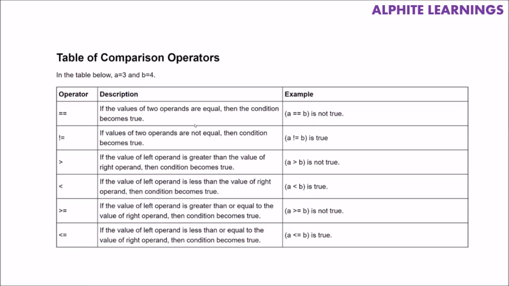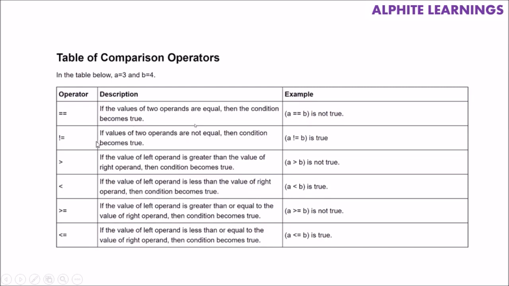Okay, so what does equal to mean? If I write a equal to b, it will check whether a and b have the same value or not. If a and b have the same value, it will give me the boolean value true. If both are not equal, it will give me the value false, right? So equal to represents whether the values of both variables are equal or not.